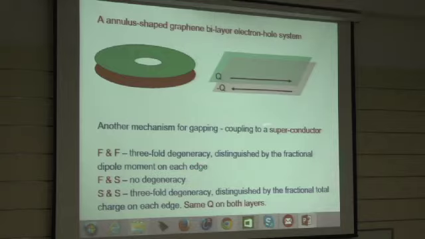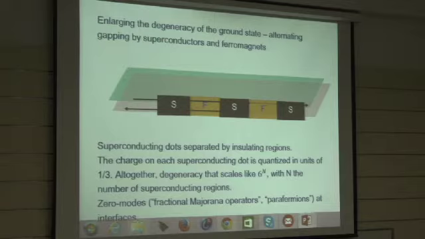So we can gap by a superconductor, or we can gap by a ferromagnet, which is the tunneling process I described before. It goes under the name of a ferromagnet, mostly for historical reasons. And we're going to have a threefold degeneracy if we have a ferromagnet on the exterior and a ferromagnet on the interior, or again, tunneling and tunneling, or if we have a superconductor at the interior and a superconductor at the exterior. But still, that doesn't give us non-abelian states. What will give us non-abelian states is an alternating gapping.